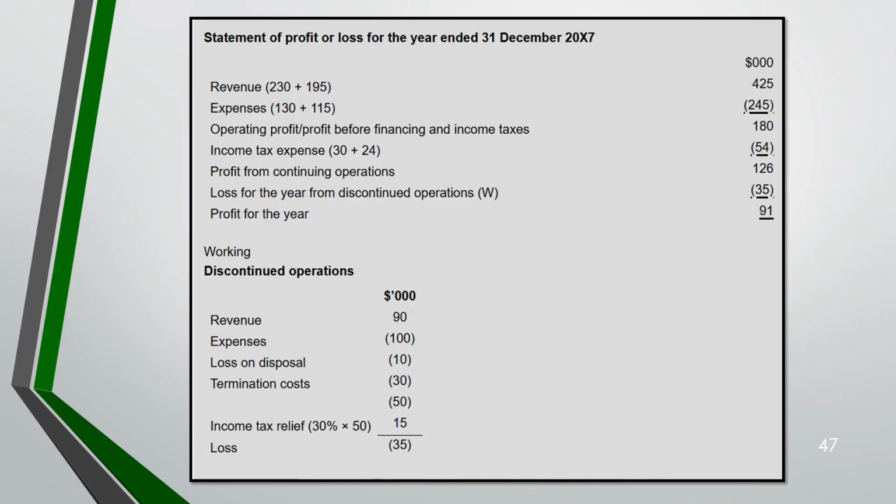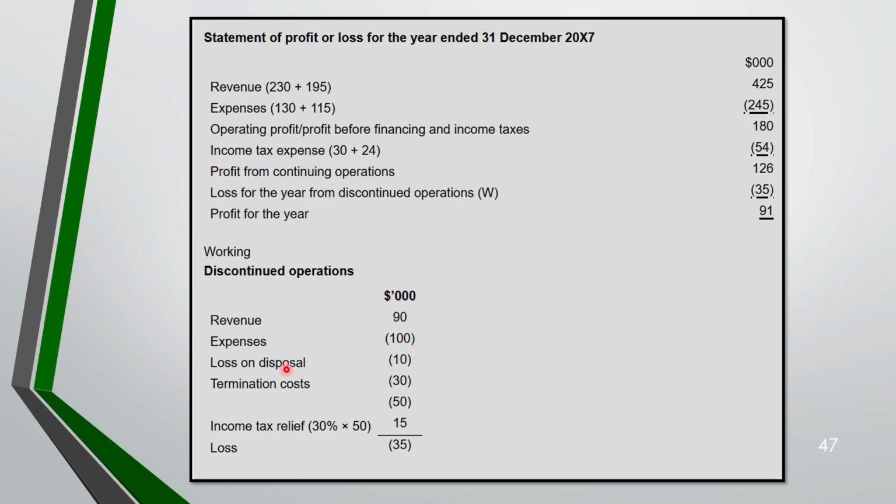So this is the solution for activity 5. As you can see here, we are adding the revenue, expenses and income tax of both division A and B, but we are not taking C because C is a discontinued operation. But we are taking the C's revenue and expenses under the working here.